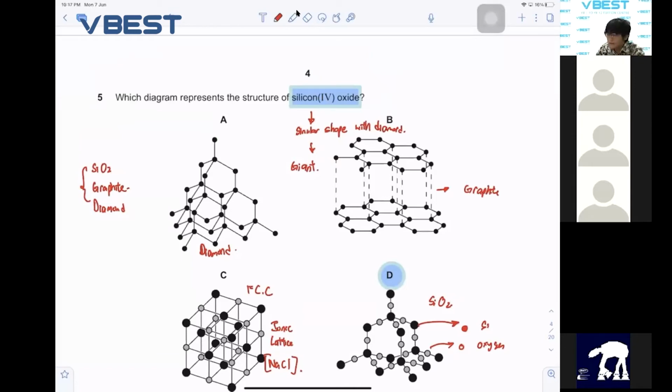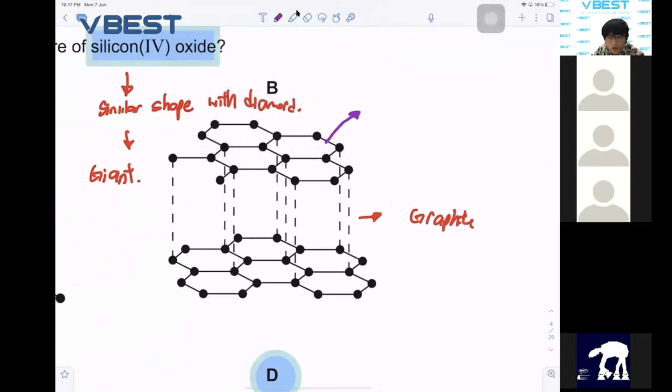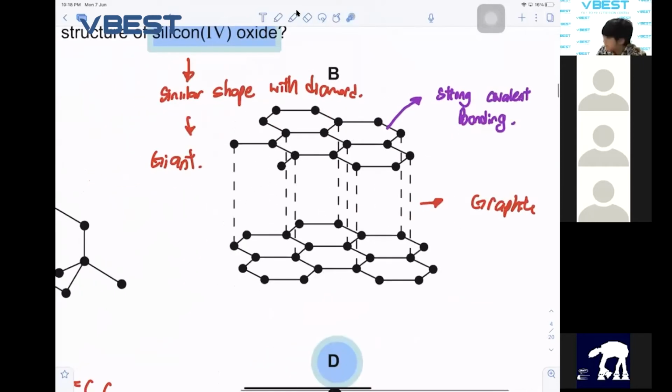Okay, the layers, babies. Remember? Again, you will learn it more in your A levels. In between, it's a true, strong covalent bonding. Okay, it is a strong covalent bonding. And in between the layers, give me a second.